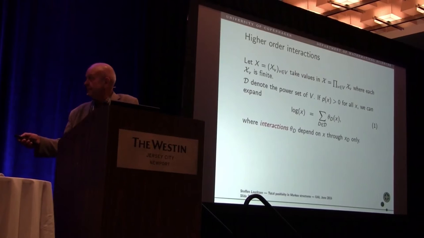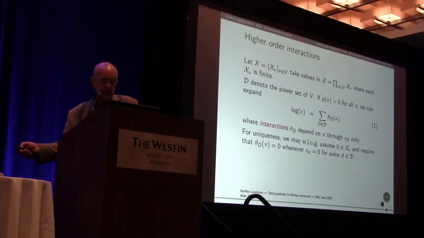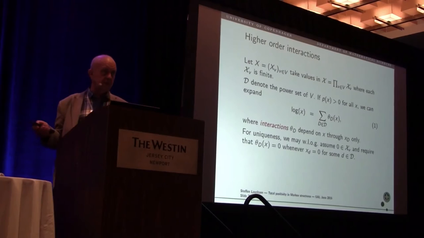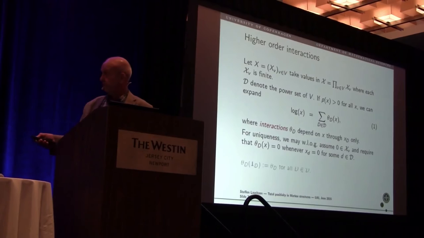You can make it such an exponent in different ways, so we want to make it unique. So we assume that every space has a zero in it, and we just say that these interactions are zero. This is just to make the representation unique, and it's a simple way of making it unique, particularly for our purpose here.